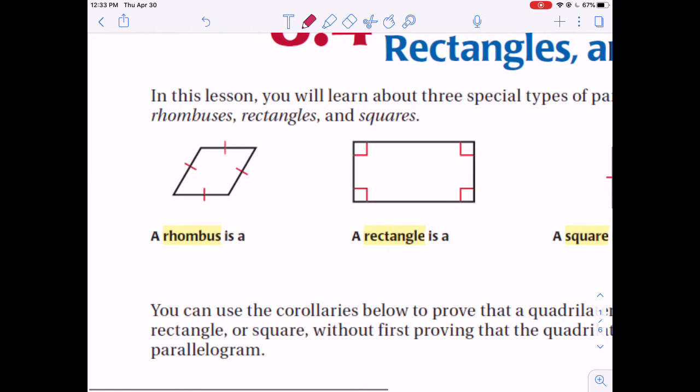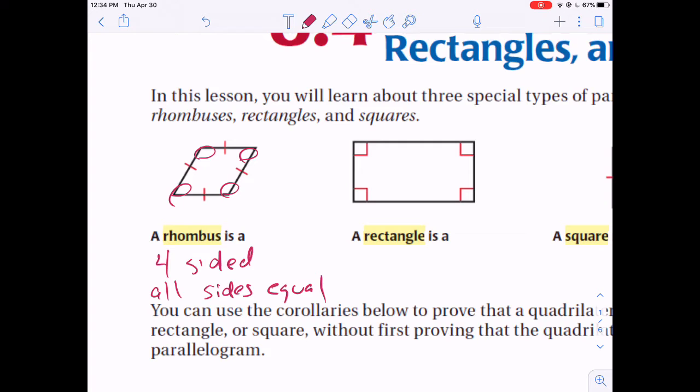A rhombus, it says in the notes here, is a four-sided figure or polygon. I'm going to write that. All sides equal. Now people think, oh, so square is all sides equal. Well, all sides equal doesn't have anything to do with the angles, though. So that's why for a rhombus, the angles don't matter. Just the four sides are equal, and everybody's happy.